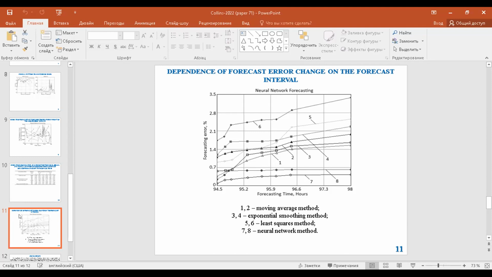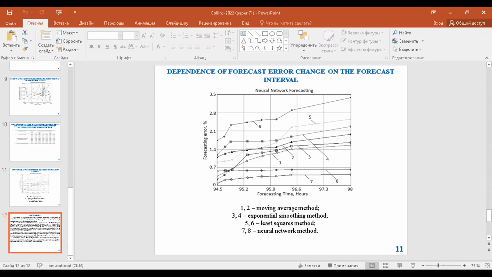The conclusions are presented on this slide. Thanks for your attention.